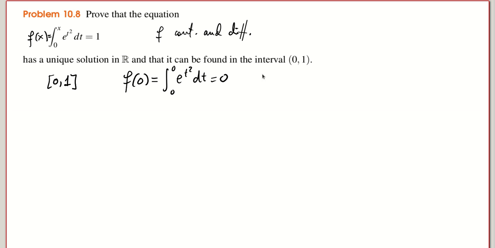And then we can also calculate f of 1. Well, actually, we can't calculate f of 1 because we don't know what is the primitive of this function, but we do know that e^(t^2) is larger than 1 for any value of t, right? Okay, because, well, any value of t other than 0.